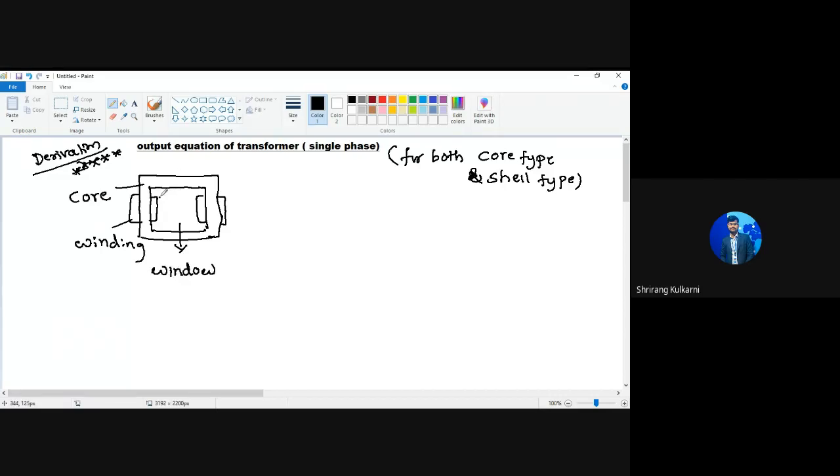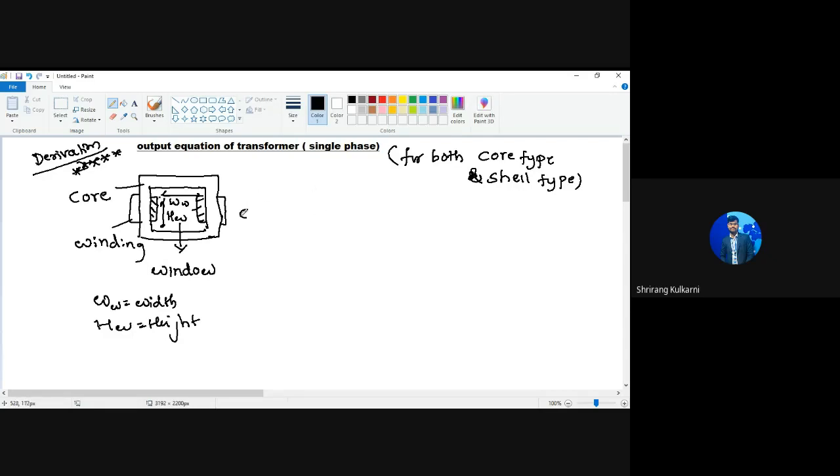WW is the width of the window, and HW is the height of the window. Already we have discussed these things: height of the window and width of the window. It is the window area, core and winding. Some part of the winding is present in the window also. Okay, let it be.